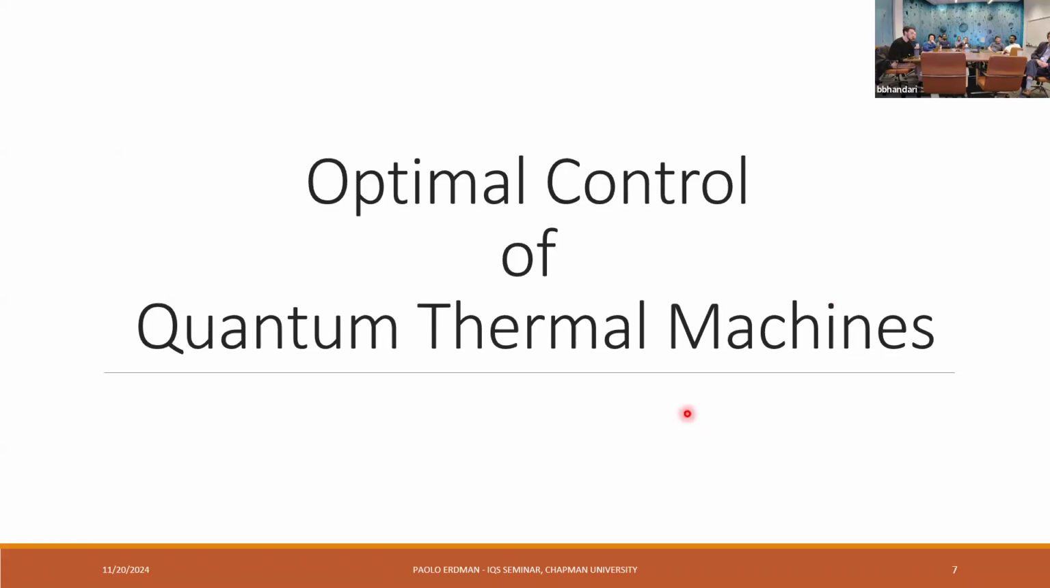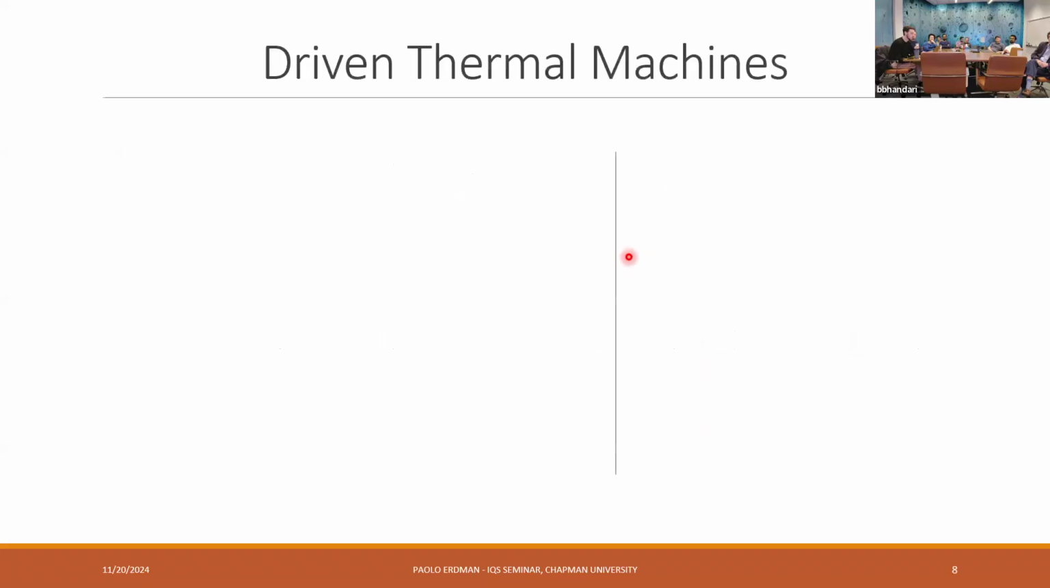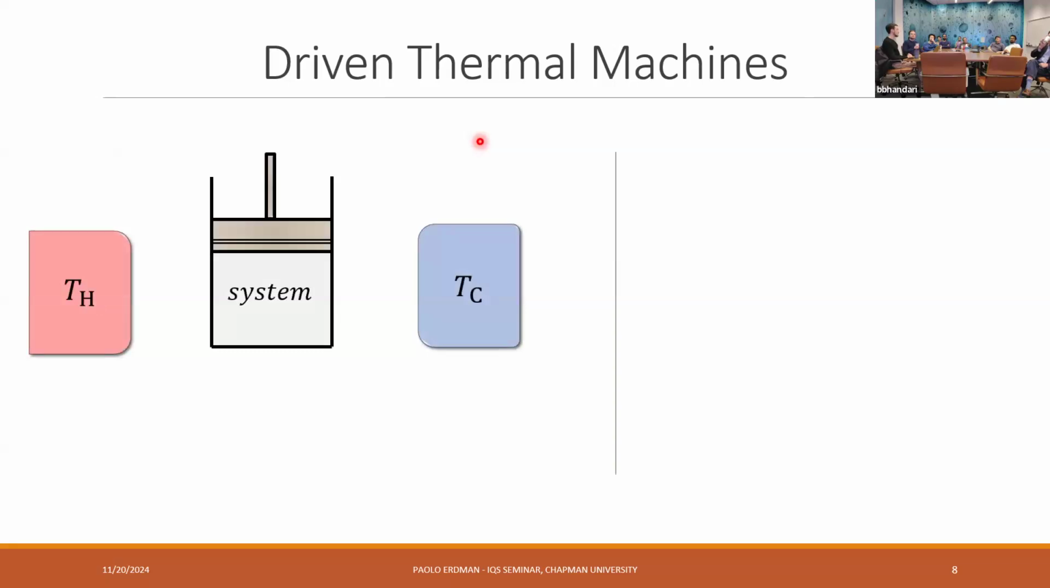Okay, so we'll start with the optimal control of quantum heat engines or thermal machines. So what we focus on was driven thermal machines. From an abstract point of view, even in the classical case, we have some system, and then we have a hot bath and a cold bath. And in time, we can decide to couple the system to the hot bath and exchange some heat. We can couple it to the cold bath and exchange some heat with the cold bath.